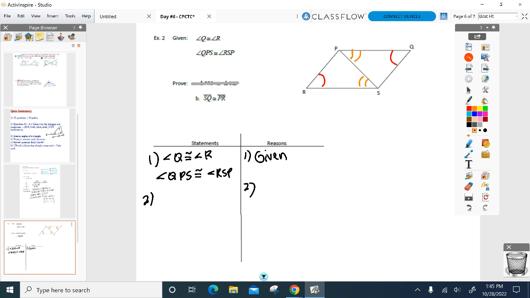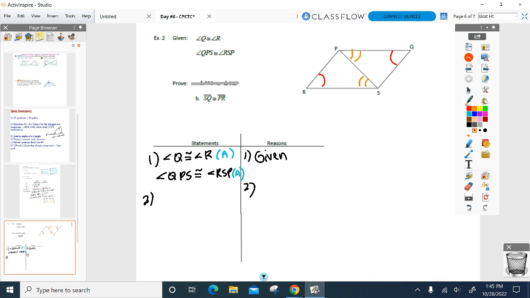Look at the proof statement. I'm asking you to prove two segments equal or two sides equal. Again, I'm not doing that until what's congruent first? The triangles. That's your first goal. Get the triangles congruent, then those parts will be congruent. Well, I basically gave you everything here, haven't I? I gave you a pair of angles in Q and R, and I gave you another pair of angles in QPS and RSP. Looks like I need one more pair.